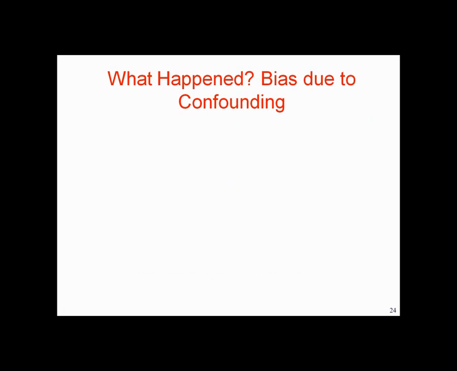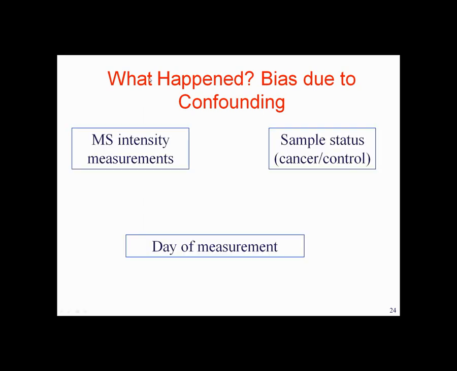Confounding means that the association between the response and the factor is actually influenced by a third factor, which is associated both with the response and the factor we are interested in. So what happened here is we have mass spectrometry intensity measurement, so our response. We have the sample status, so cancer or control. This is, let's say, our factor we are interested in. But we have a day of measurement, a third player, which comes in between the two.